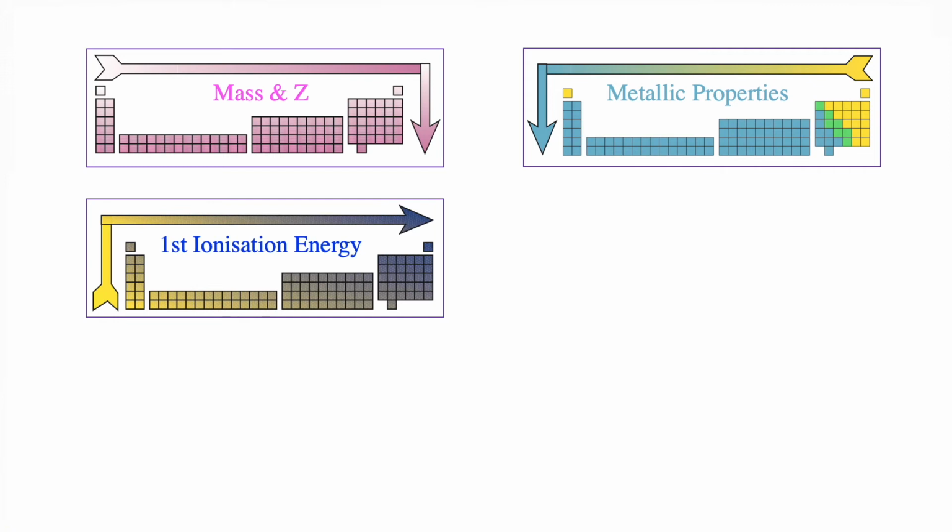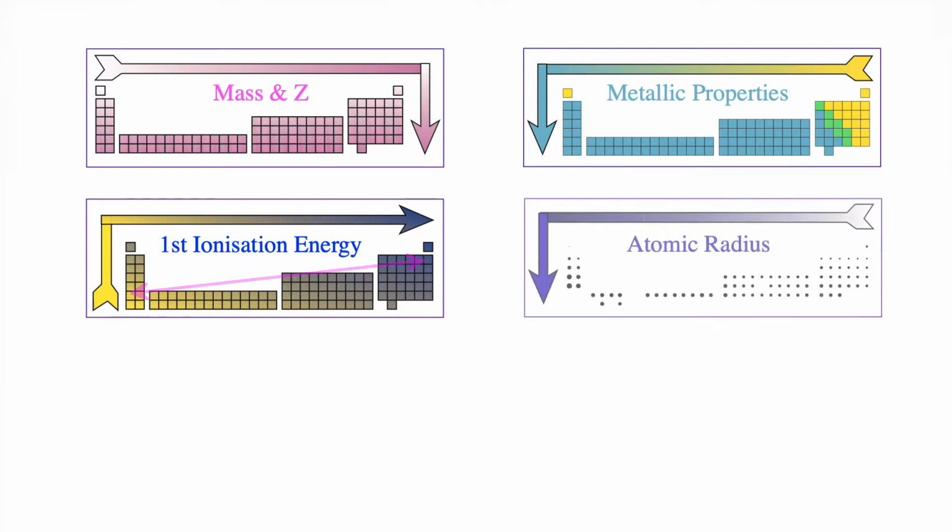First ionisation energy. Elements lower left have very low first ionisation energies. Elements top right have high first ionisation energies. Atomic radius. Elements bottom left are very large. Elements top right are small.